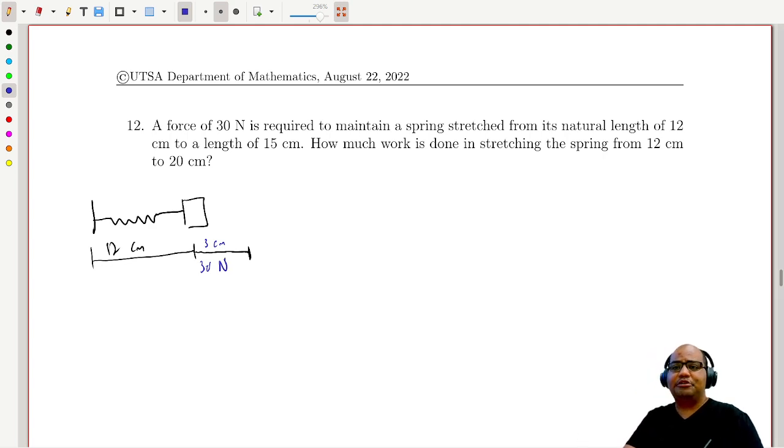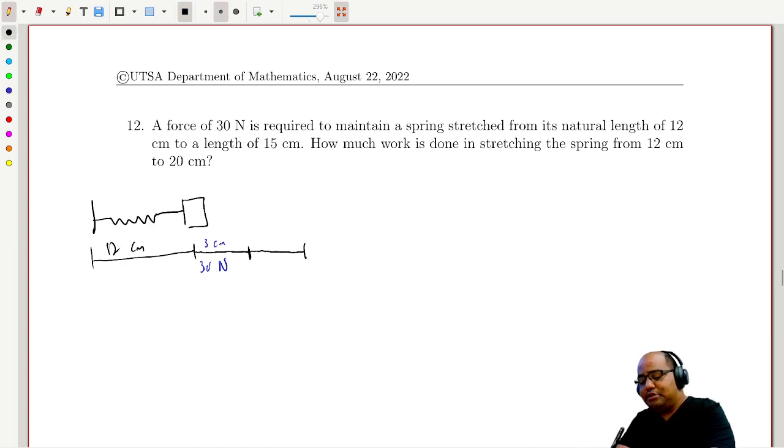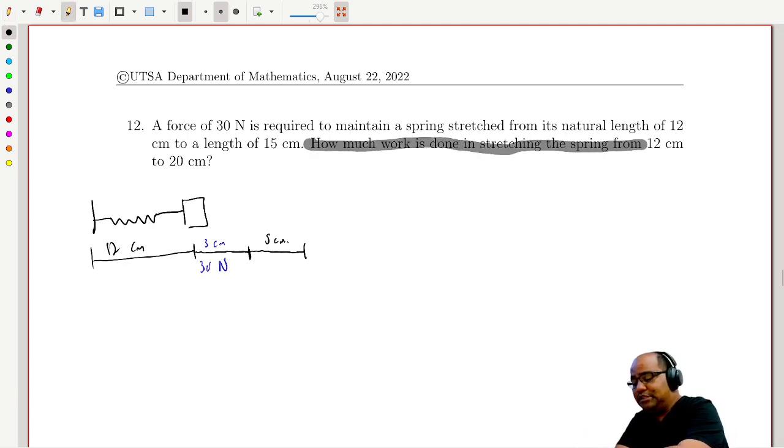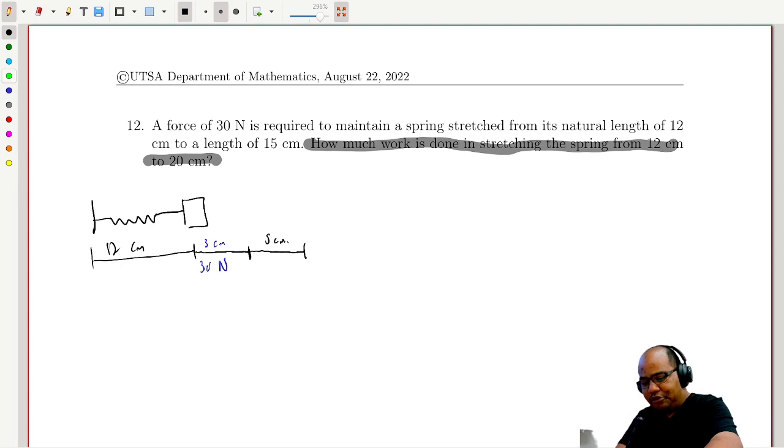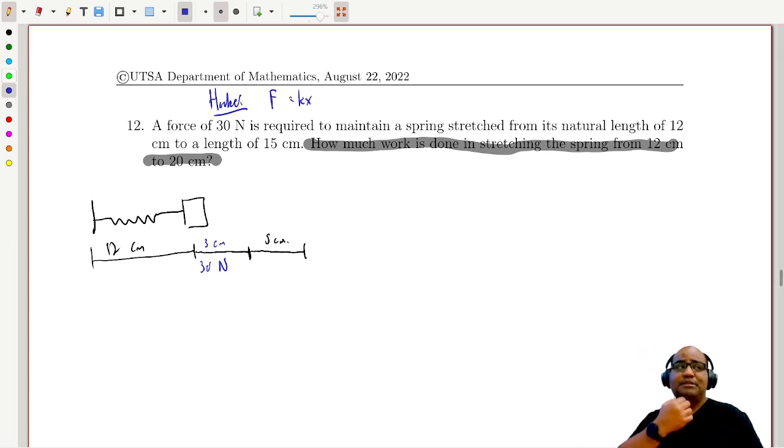Now, the main question here is how much work is done in stretching the spring from 12 to 20? So here that would be an additional 5 centimeters. And so how much work is done in stretching the spring from 12 centimeters to 20 centimeters? So let's recall Hooke's law here. Remember, for Hooke's law, when we're talking about the force done on a spring, it's proportional to its displacement. So let's try to work out some information here.